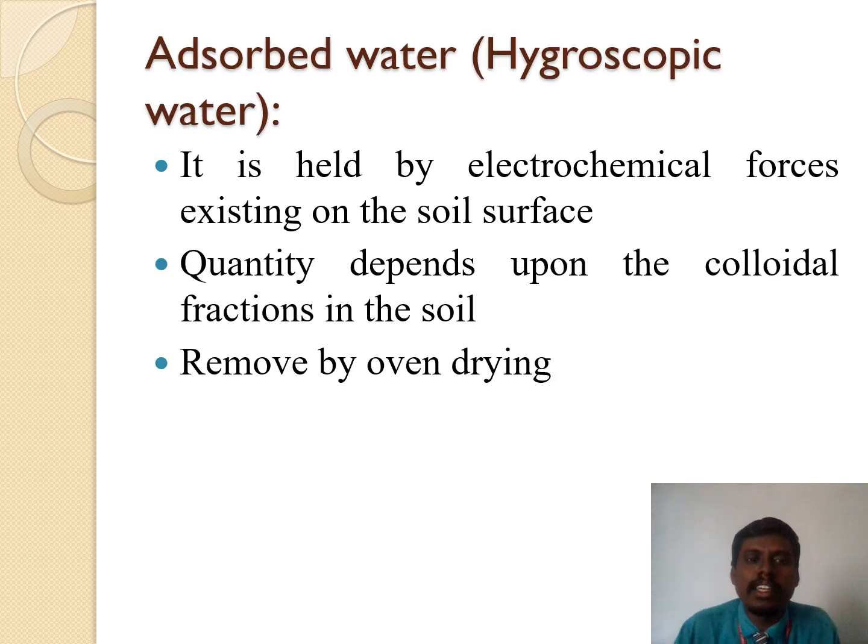The next thing is adsorbed water. It is also known as hygroscopic water. It is held by electrochemical forces existing on the soil surface. Normally the water is absorbed from the atmosphere by the soil, and the water is held in the pores of soil. That soil is called adsorbed soil water. This water can also be separated by oven drying.